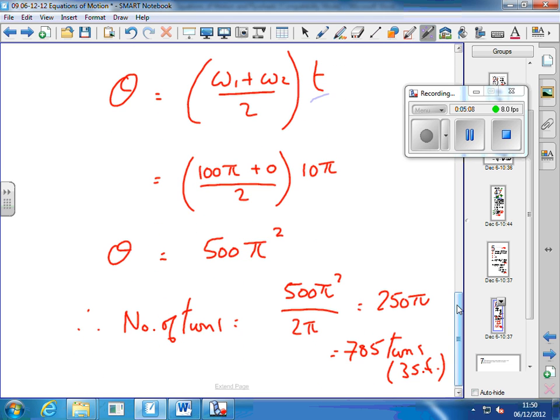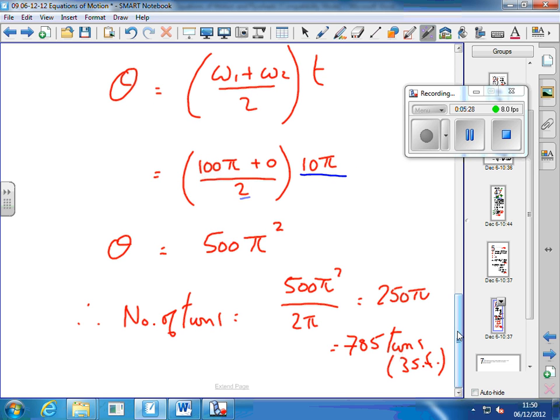Putting the values in and leaving it in terms of pi. You don't have to do this, but by leaving it in terms of pi, I get theta to be 500 pi squared, because when I multiply this 50 pi in here, which is what 100 pi over 2 turns out to be, times 10 pi, I get 500 pi squared. Now when I work out the number of turns, I'm dividing by 2 pi, so one of the pi's cancels out, and therefore 250 pi.